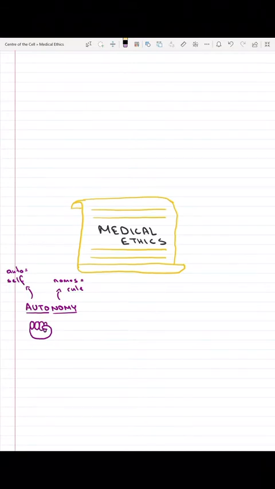This is quite a change from the standard paternalistic relationship between a doctor and their patient, which entailed the doctor making the decision about the management plan without any input from the patient. This clearly isn't an appropriate approach towards patient care, hence the establishment of autonomy.